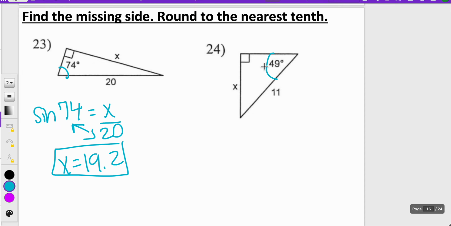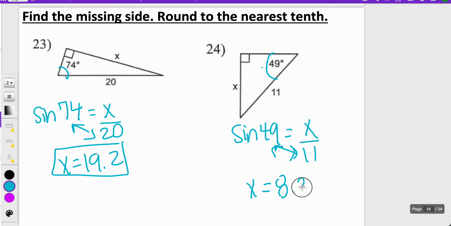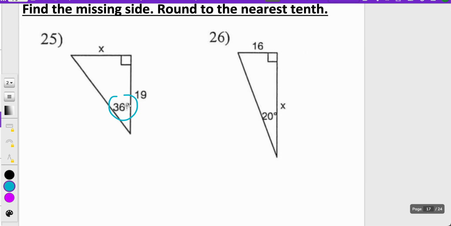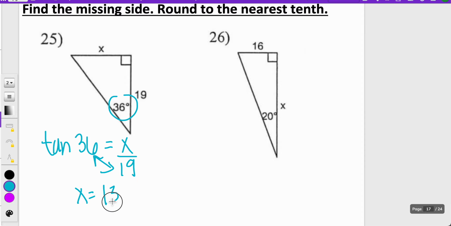For here, 49, I'm given opposite over hypotenuse again, so that's sine of 49 degrees is equal to x over 11. Again, multiplying 11 and the sine of 49, I'm going to get x is about 8.3. These are rounded to the nearest tenth. 25, 36 degrees, I have an opposite and the adjacent, so this is tangent of 36 degrees is equal to x over 19. Again, just multiplying tangent 36 times 19, I'm getting x is equal to about 13.8.